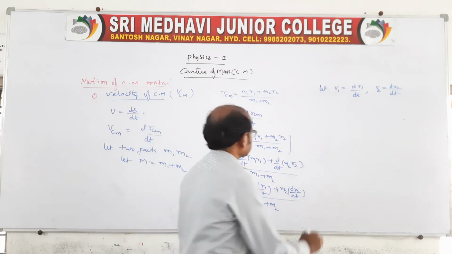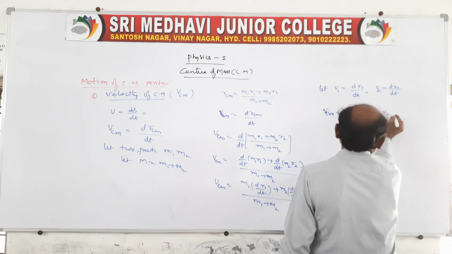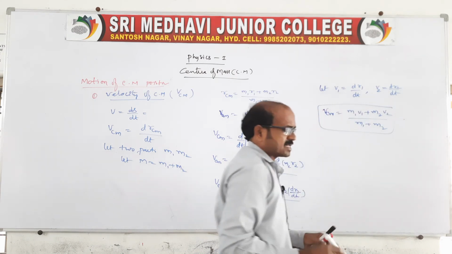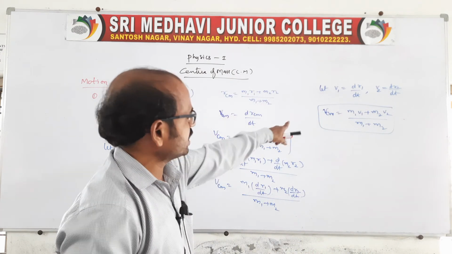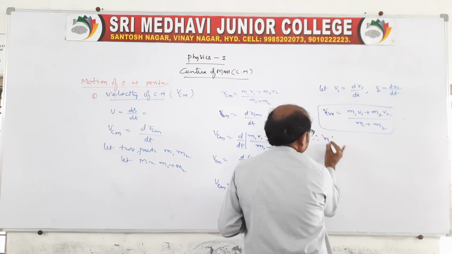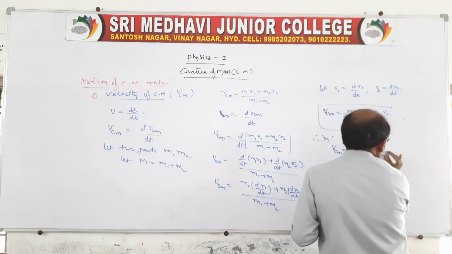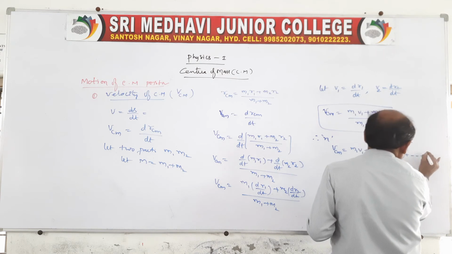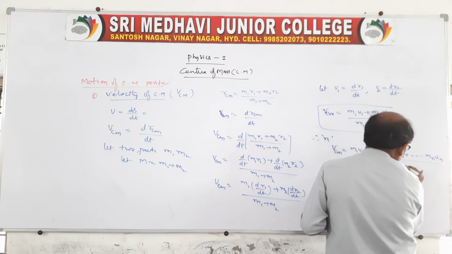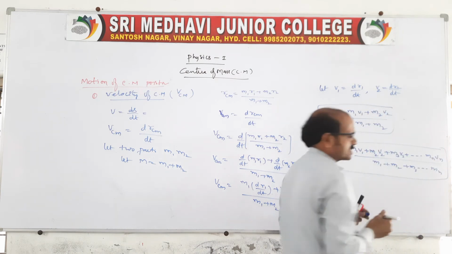Now substituting this value here, we get VCM equal to (m1 V1 plus m2 V2) by (m1 plus m2). This is for a two particle system. The velocity of the center of mass for a two particle system will be (m1 V1 plus m2 V2) by (m1 plus m2). For an n particle system, VCM is equal to (m1 V1 plus m2 V2 plus m3 V3 and so on up to mn Vn) by (m1 plus m2 plus m3 and so on up to mn). This is related to the velocity of the center of mass.